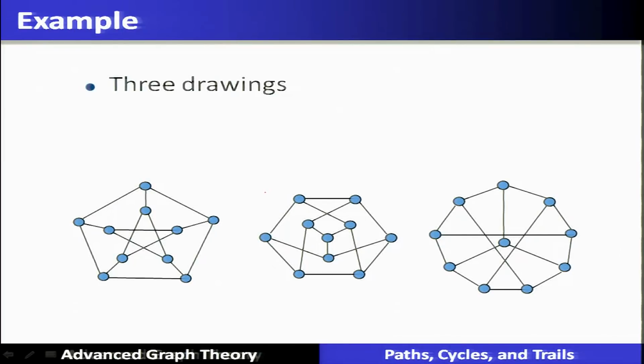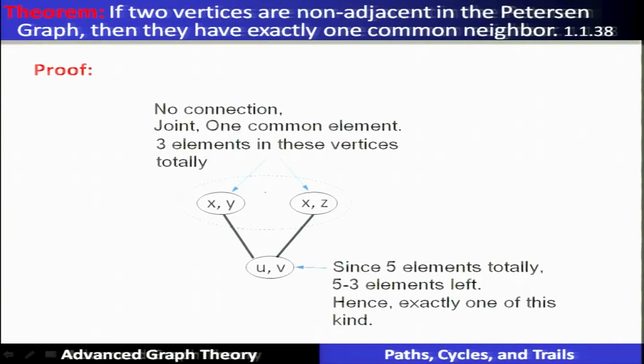There are three ways the Petersen graph can be drawn. So, there are three possible drawings of a Petersen graph, which are shown here. There is a theorem that if two vertices are non-adjacent in the Petersen graph, then they have exactly one common neighbor. For example, xy and xz are vertices. So, there is a common element x. So, there will be only one such element, and you can understand this as follows.